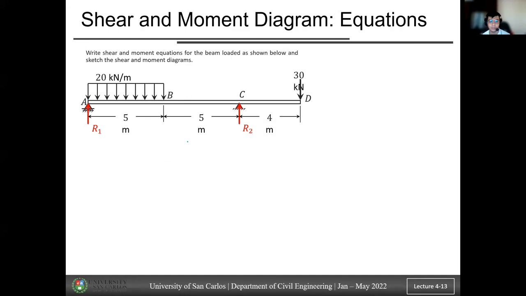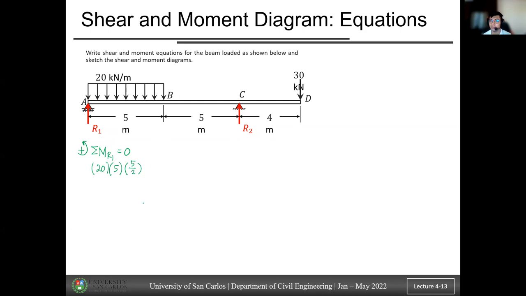Okay. So of course, the first thing that we need to do is we're going to solve for the reactions first. So solving reactions, summation of moments about R1 is equal to 0. Let's say counterclockwise is positive, since we are still solving for the reactions. Okay, so first, you're going to have a clockwise moment coming from the uniformly distributed 20 kilonewton per meter. So 20 kilonewton per meter times 5, and then times 5 over 2, because that would be the centroid of your distributed load.